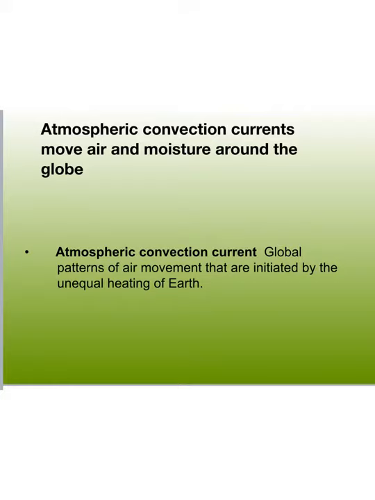A major contributor to the different climates of the world is what we call atmospheric convection currents. These are global patterns of air that move around the planet, and this is initiated by the unequal heating of Earth. So if you remember the term convection, these air currents are called convection currents because they involve the movement of air that absorbs and releases heat as the air moves up into the atmosphere and then back to Earth, like in a convection process.